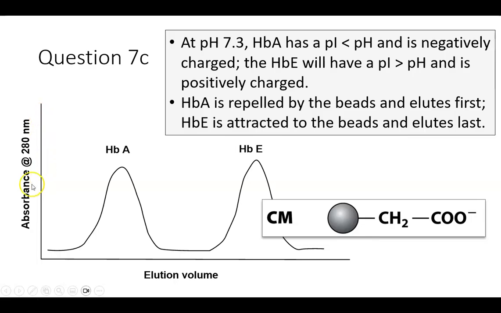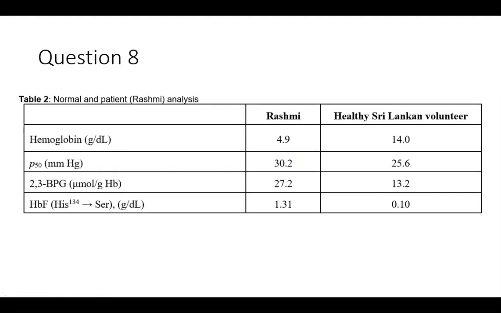On the y-axis, we typically monitor the concentration of the protein, and we do that because concentration is proportional to absorbance at 280 nanometers. This is the lambda max according to Beer's law. Concentration is proportional to absorbance, so we would get our nice peaks here. It is important to note that we were separating whole hemoglobins, not just the beta chains. It's the beta chain that makes these two hemoglobins different, but we were separating the whole hemoglobins.